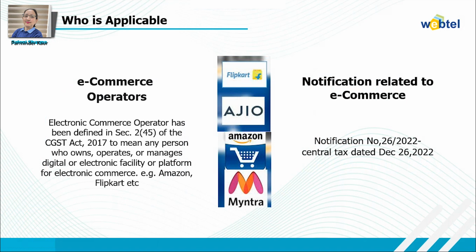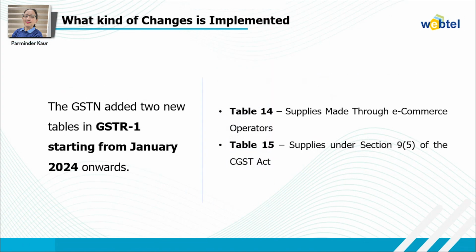Some changes have been made in GSTR 1 filing regarding the e-commerce operator under notification number 26/2022 Central Tax dated 26 December 2022. These changes are applicable from January onwards, that is, from January 2024. Two new tables have been introduced: one is table number 14 and another is table number 15.